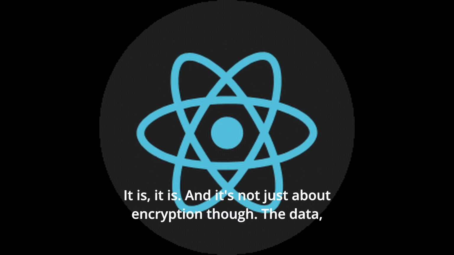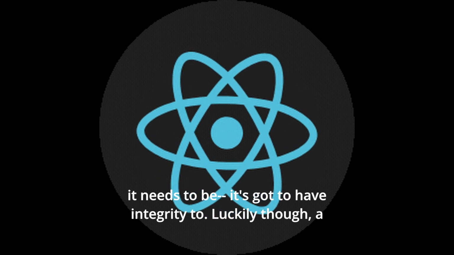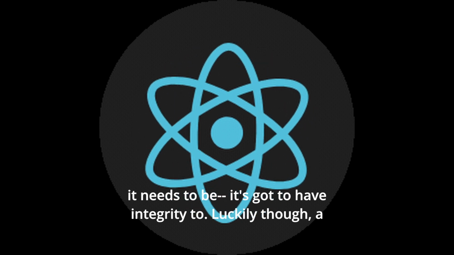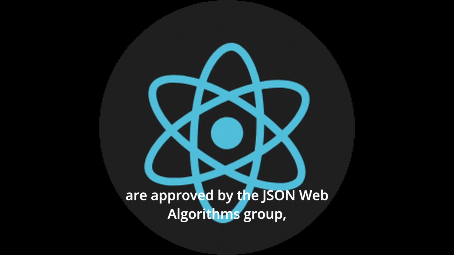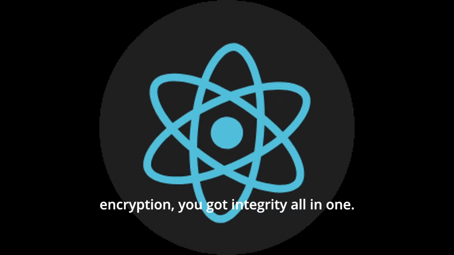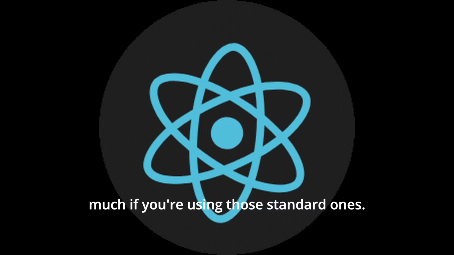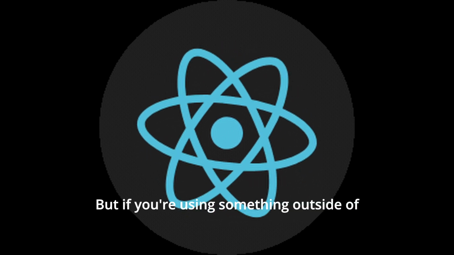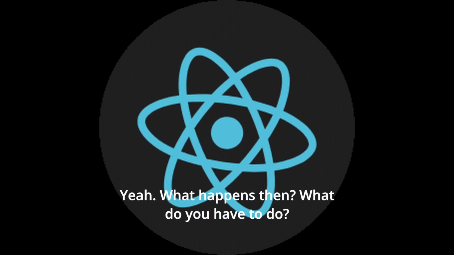It is. And it's not just about encryption, though. The data has got to have integrity, too. Luckily, a lot of those standard algorithms, the ones that are approved by the JSON Web Algorithms group, cover both. So you've got encryption and integrity all in one. So you don't have to worry about it as much if you're using those standard ones. But if you're using something outside of those standards, it gets a little trickier, right? What happens then? What do you have to do?